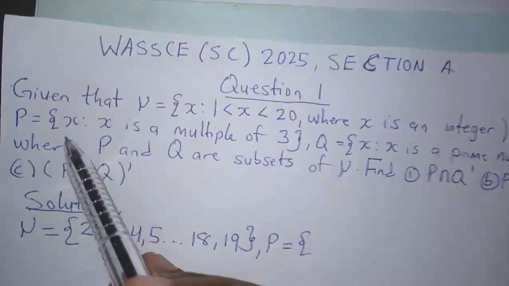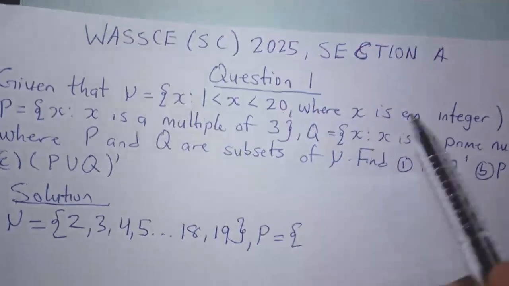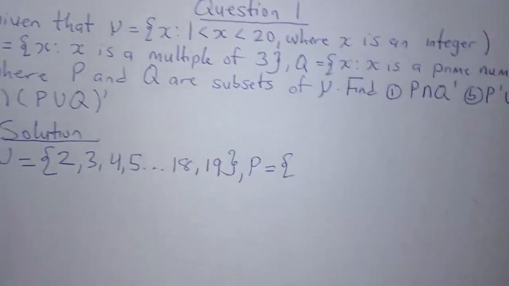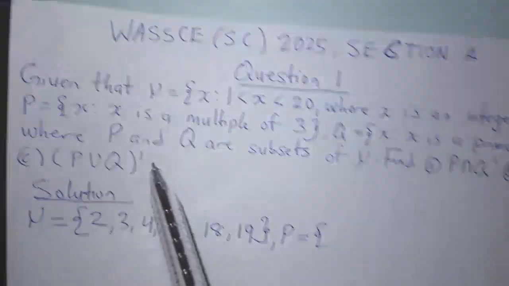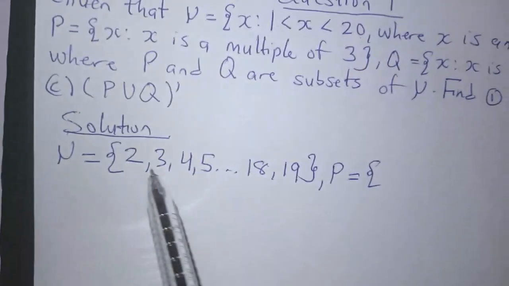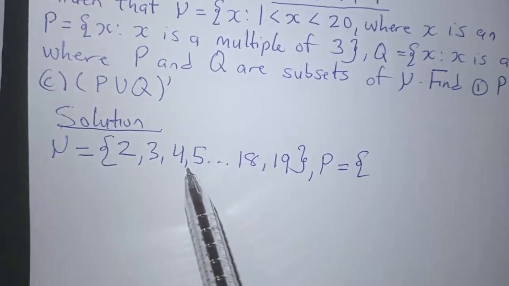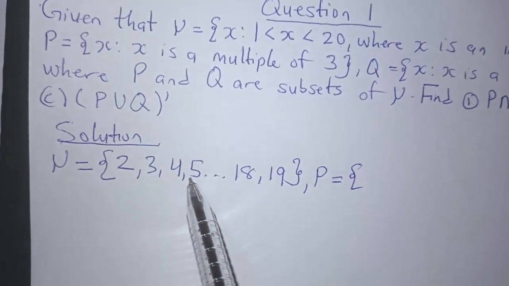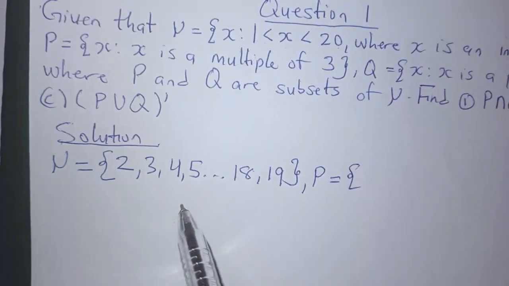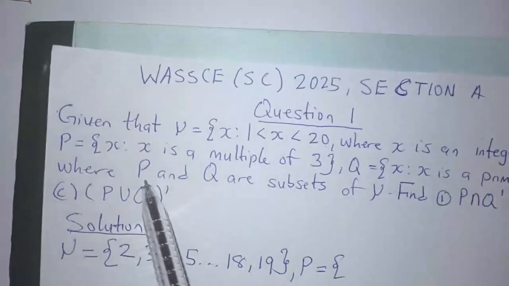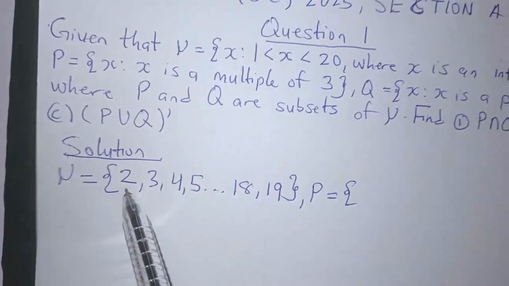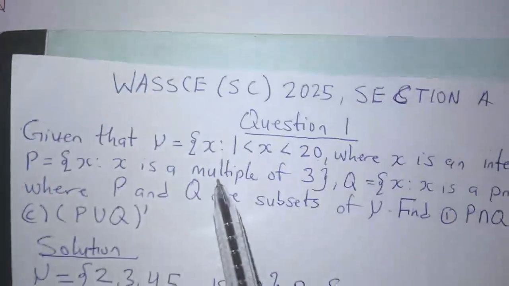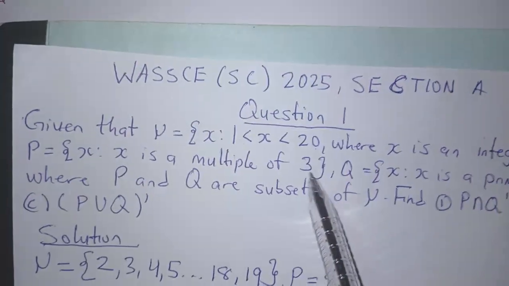Now, for the elements in P, you have a bracket again. They said it is x such that x is a multiple of 3. We have many multiples of 3. 999 is a multiple of 3, 666 and a lot of them. But since we have been told that P and Q are subsets of this universal set, it means we are only going to be including the multiples of 3 that are inside the universal set. Remember, I told you that subset means we are picking the elements in P and those in Q from this universal set.